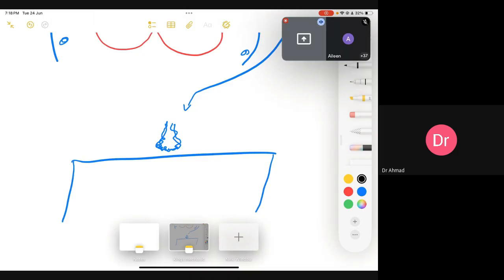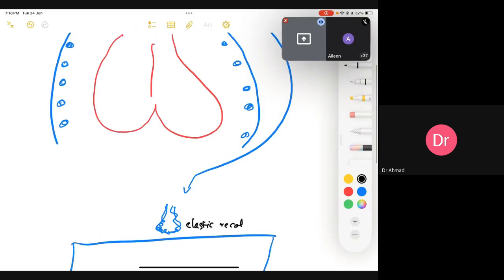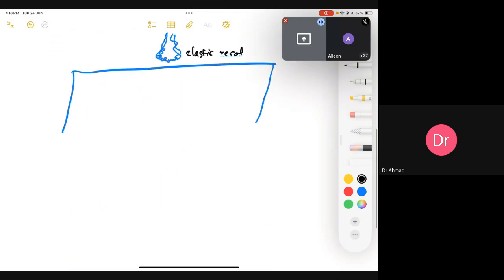Okay. So my question for you was: whenever the lungs are placed on a table, what would happen? They are going to collapse. And why are they going to collapse? Due to the elastic forces, right? Elastic recoil, right?